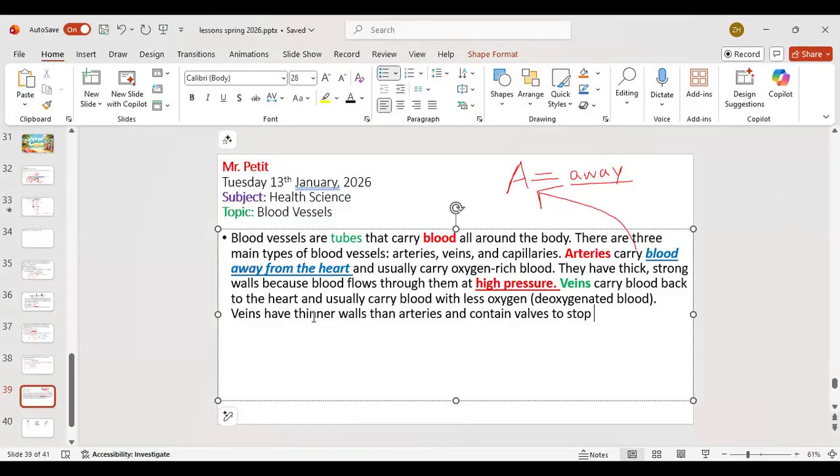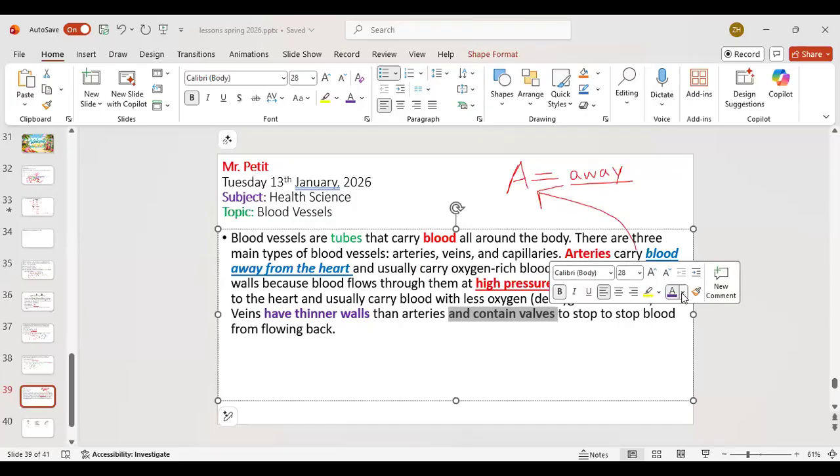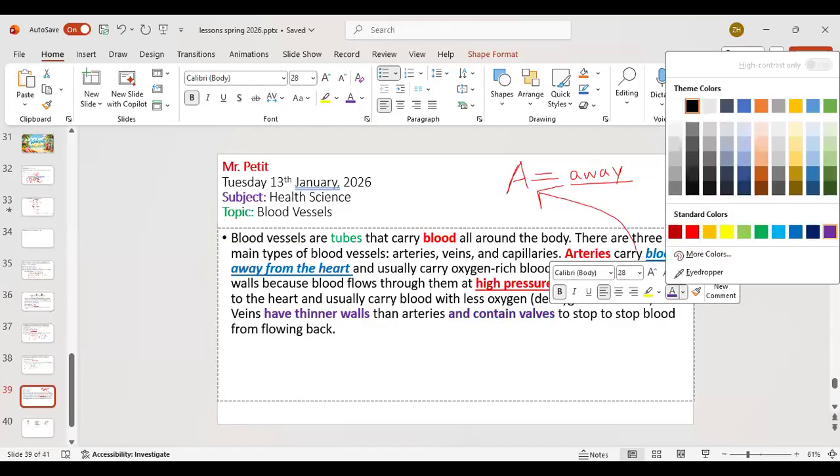So think of that like veins. Veins have thinner walls than arteries and contain valves to stop blood from flowing back. Those are some characteristics you need to know about veins. Thinner walls compared to arteries. What type of walls do arteries have? They have thick muscular walls.